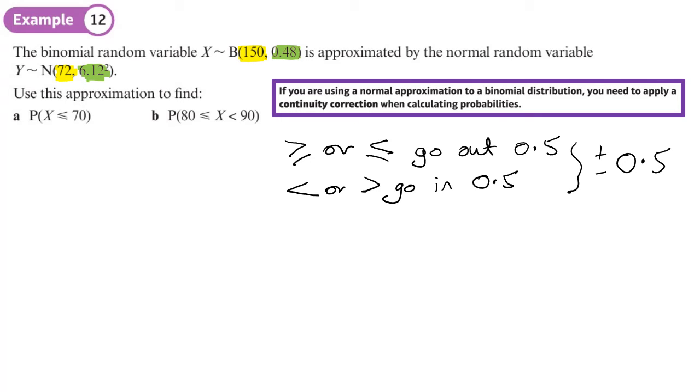that is, for example, in part A it says the probability that x is less than or equal to 70. Now 70 is a discrete number. If I just plug that straight in to the normal distribution, it's going to be wrong, because a number less than or equal to 70, if I turn that discrete number into a continuous number, it could be 69.9, 69.8. Those numbers rounded to the nearest whole number would be less than or equal to 70.